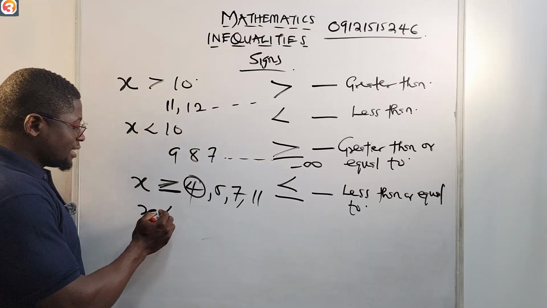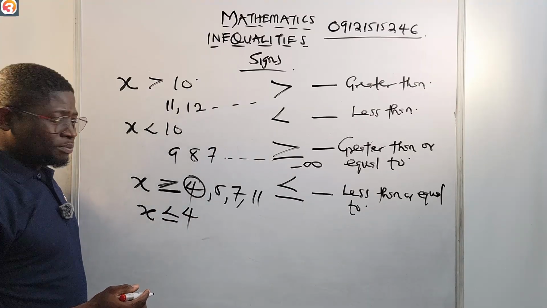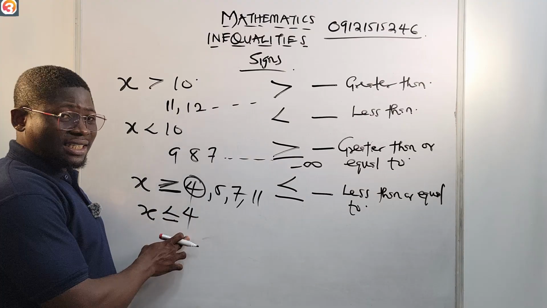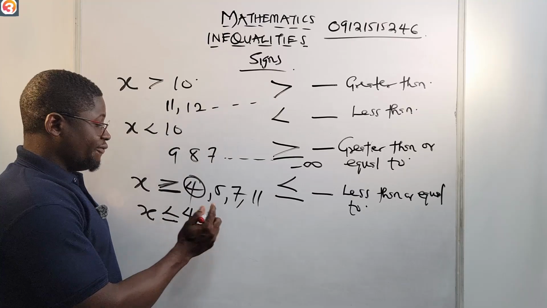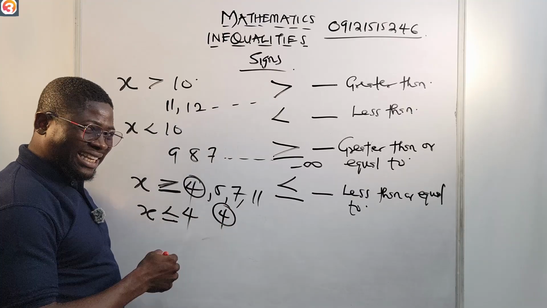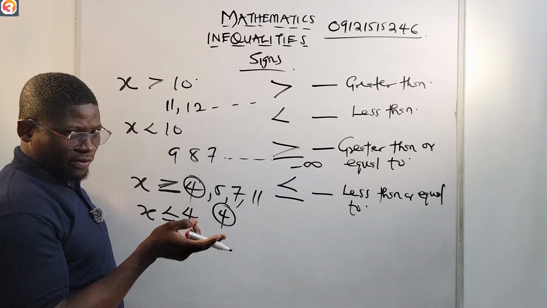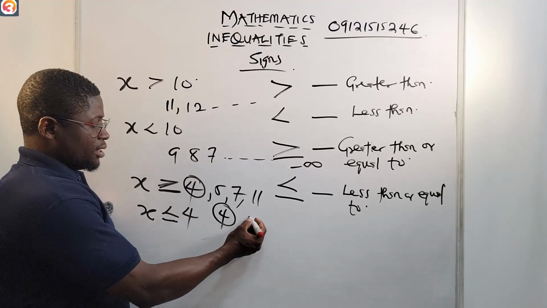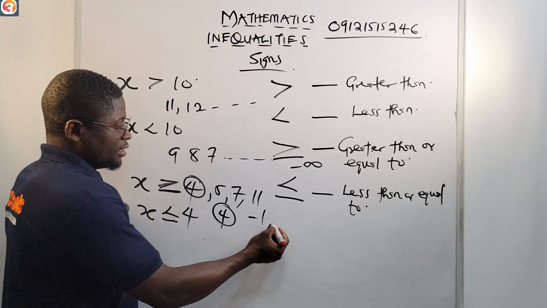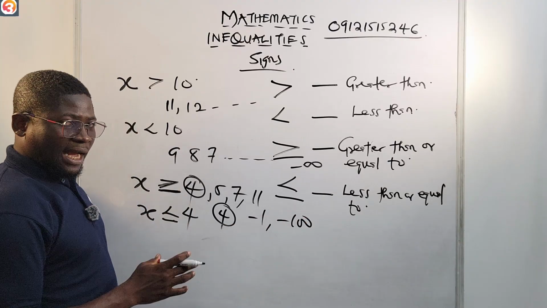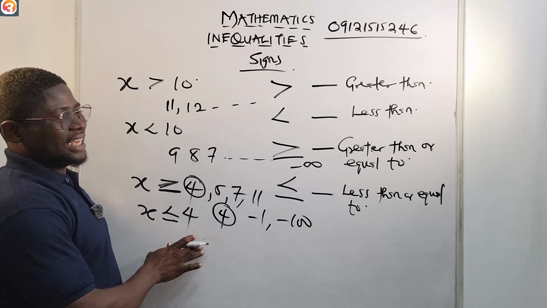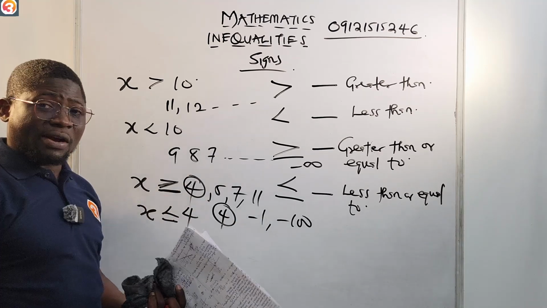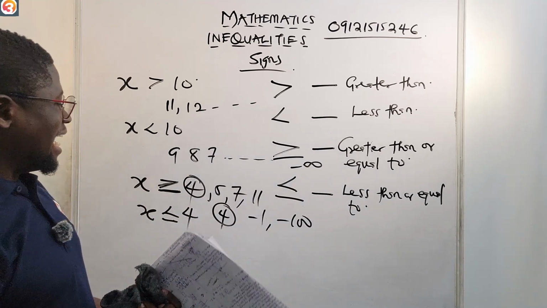Likewise, if you have X is less than or equal to 4, it means that values that will satisfy this inequality are values that are either 4 or values that are less than 4, but not more than 4. That means that minus 1 will satisfy this inequality, minus 100 will satisfy this inequality, and so on and so forth. I hope you are following. So this is how it works.